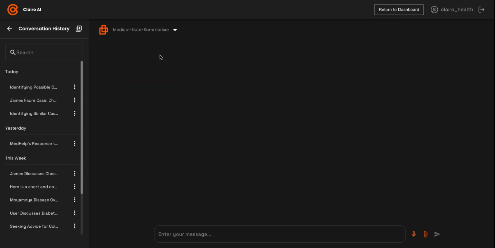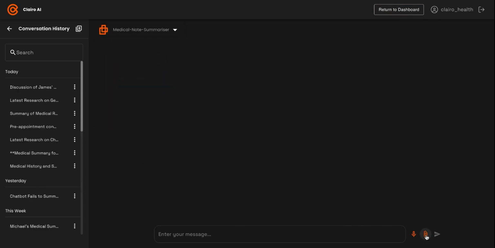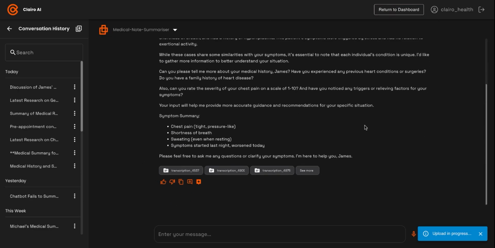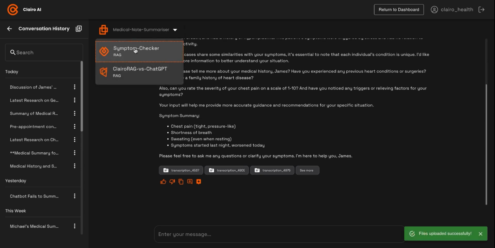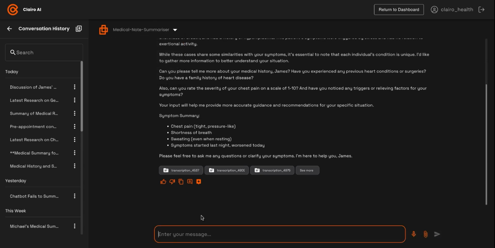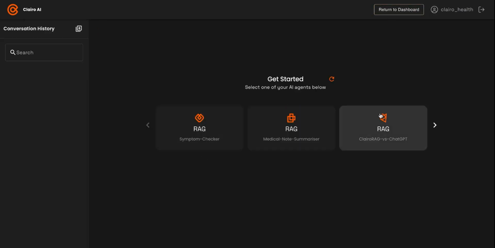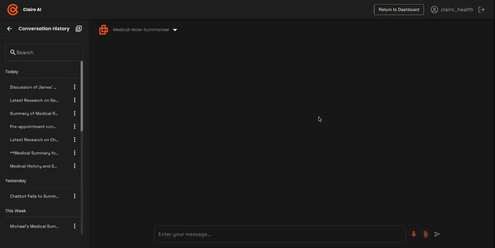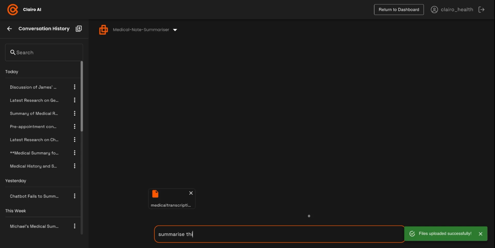The final one to look at is called the medical note summarizer. So the consultation now happens between a doctor and a patient. There's a big recording taken of that whole session between them. Let's just go back in there. Medical note summarizer. So I need to upload the transcription between Dr. Wellman and the patient. I'm just going to say summarize this.